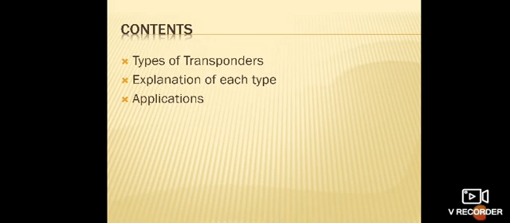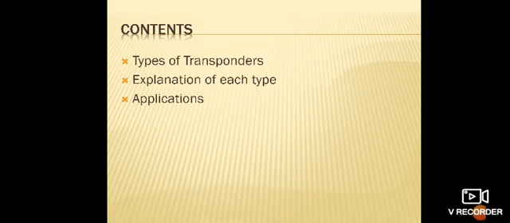So when we have these three types, what does single conversion mean? As the name suggests, it is single. That means a single frequency translation process from the received signal to the transmitted signal takes place within our satellite. That means the translation happens only one time. That is the single conversion transponder.